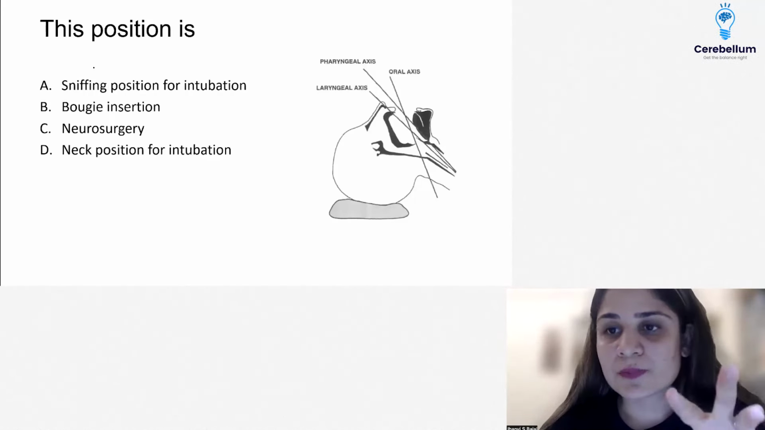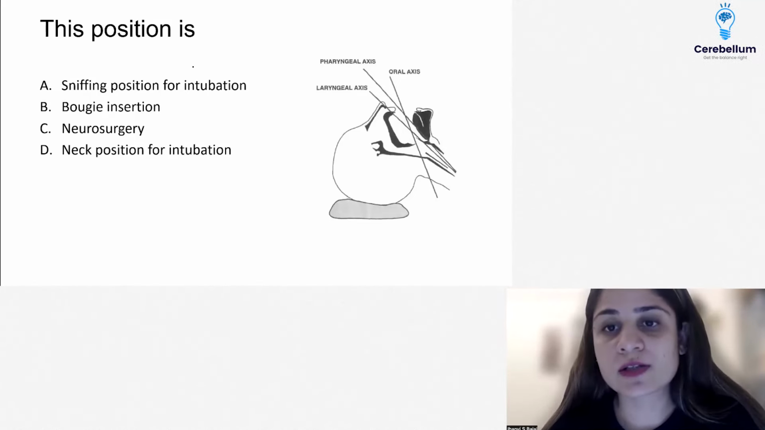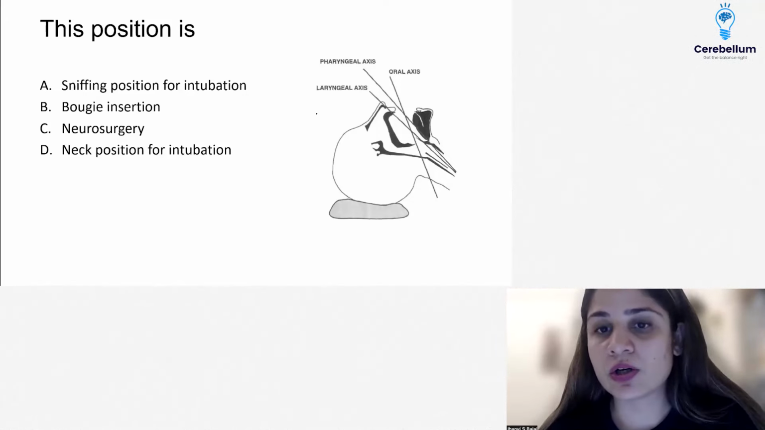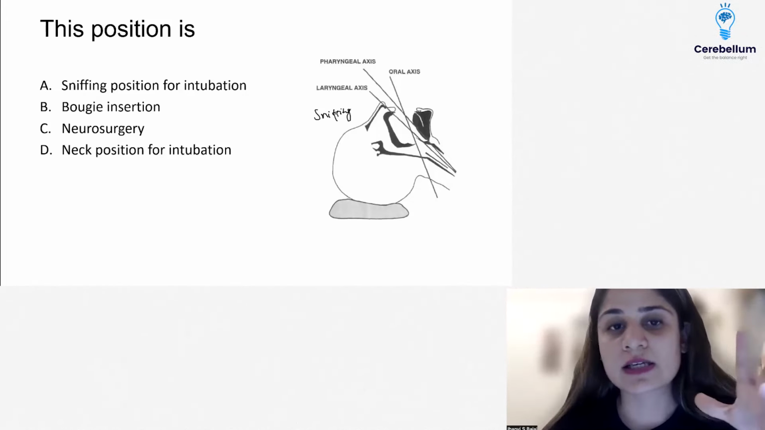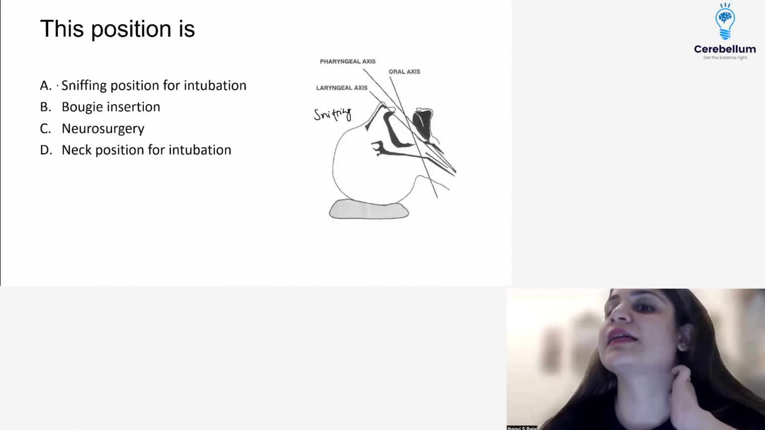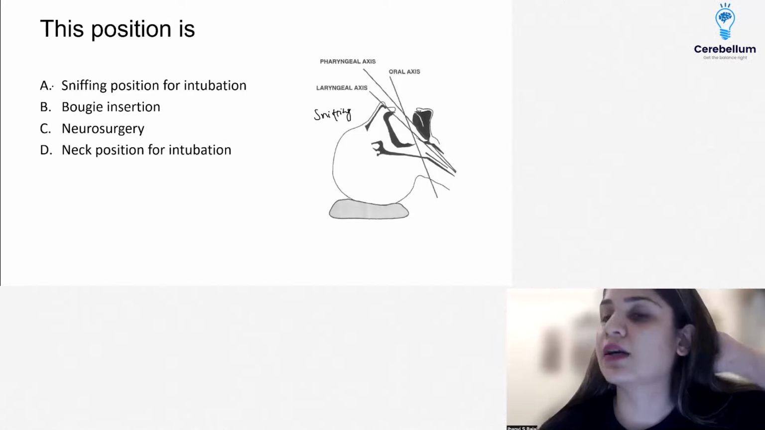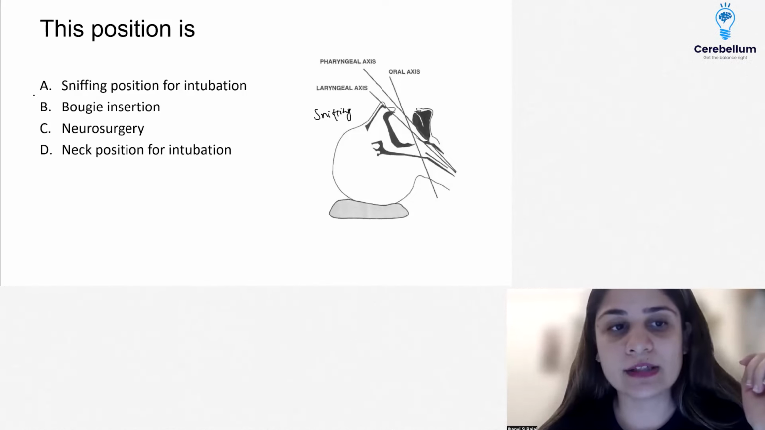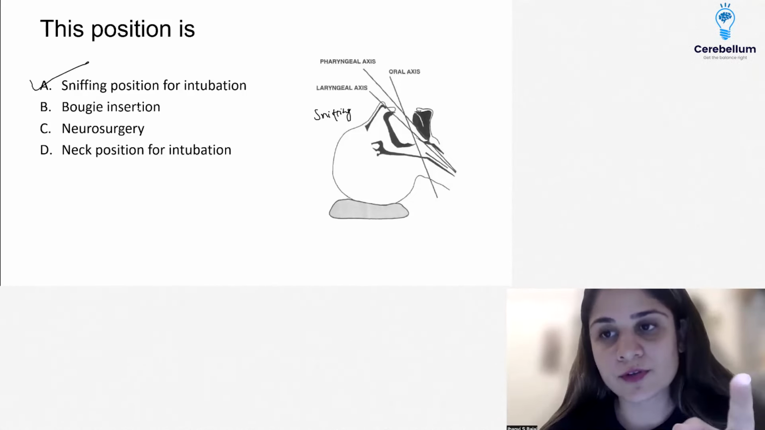Then they had given this position. I'm not very sure if these options are correct. You can correct me in the chat box. So they had given this position, which we all know is called sniffing the morning air or sniffing dog position, which is given for intubation. This is the position where you give neck extension and you give flexion at the atlanto-occipital joint for intubation. You will not use it for bougie insertion.